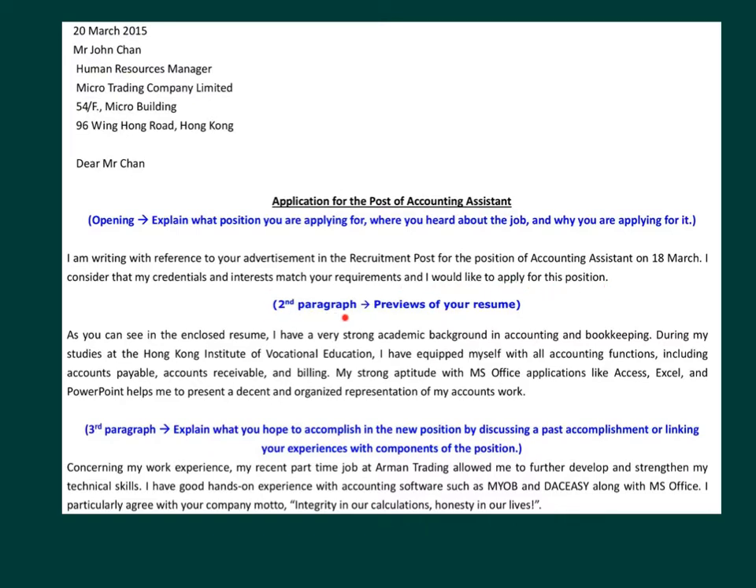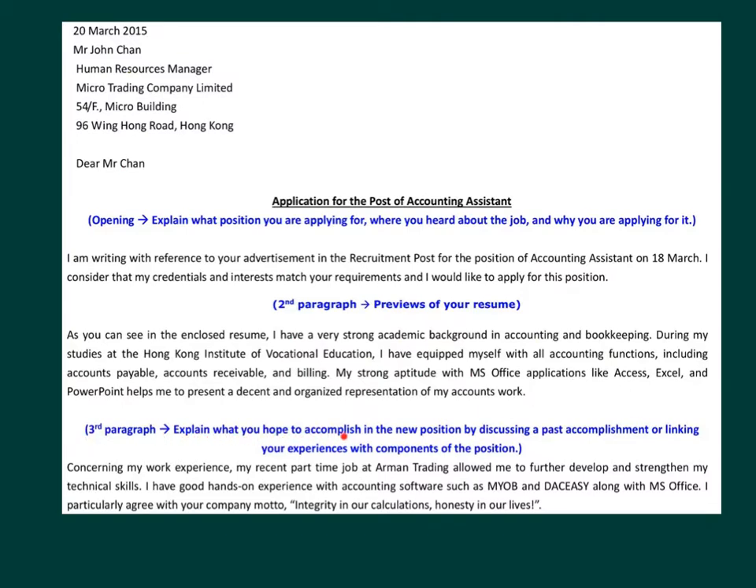Second paragraph. Preview of your resume. For example, as you can see in the enclosed resume, I have a very strong academic background in accounting and bookkeeping. During my studies at Hong Kong Institute of Vocational Education, I equipped myself with all accounting functions, including accounts payable, accounts receivable, and billing. My strong aptitude with MS Office applications like Access, Excel, and PowerPoint helps me to present a decent, organized representation of my accounts well.